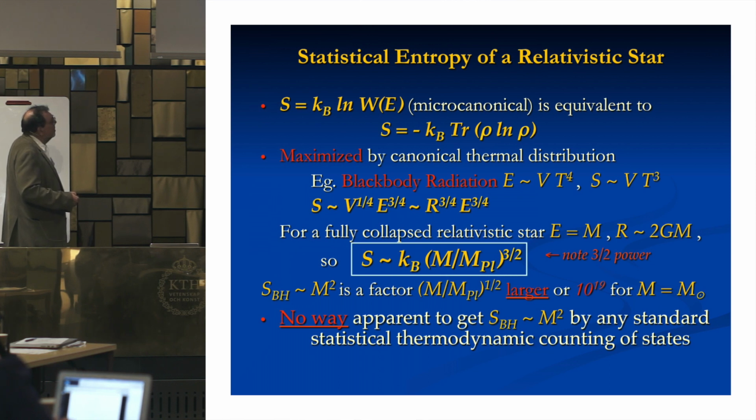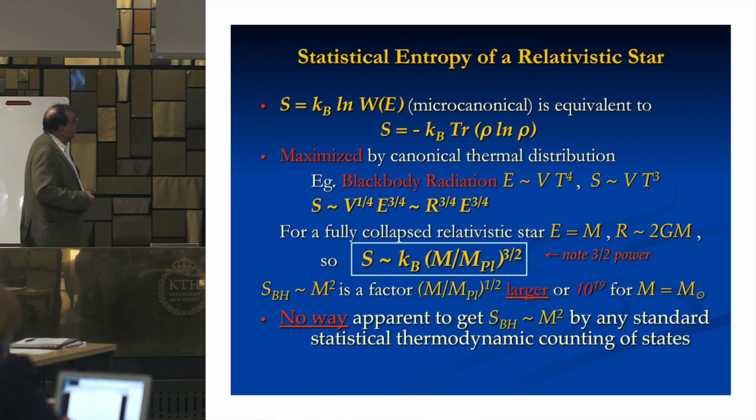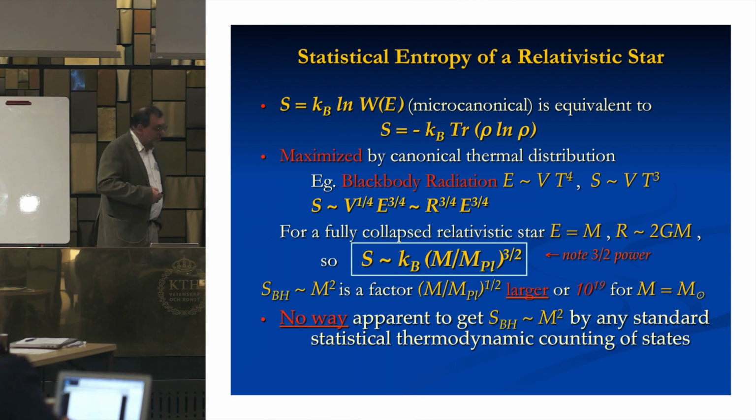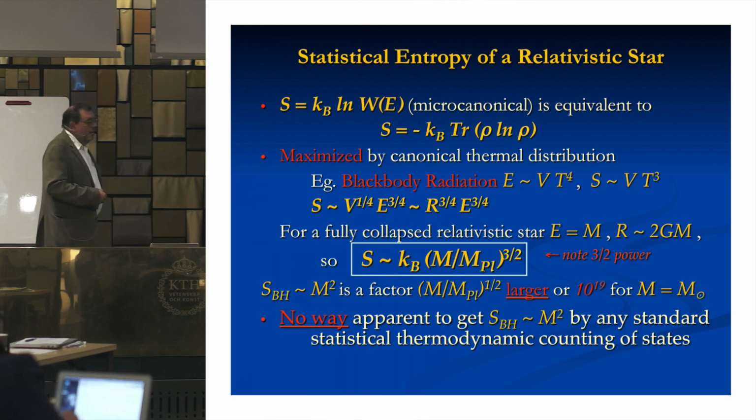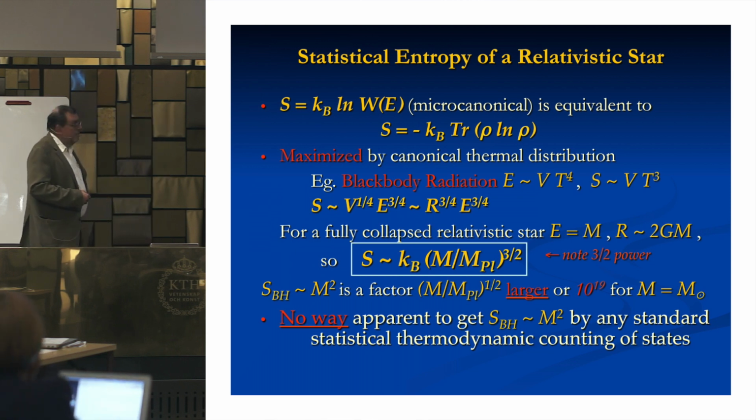And if I think this is a self-gravitating collapsed object, the energy is the mass, and the radius is the Schwarzschild radius, then I immediately get that the entropy goes like the 3/2 power of the mass. And in fact, if you look at Zeldovich's book, Zeldovich and Novikov, that is the entropy of a relativistic star.